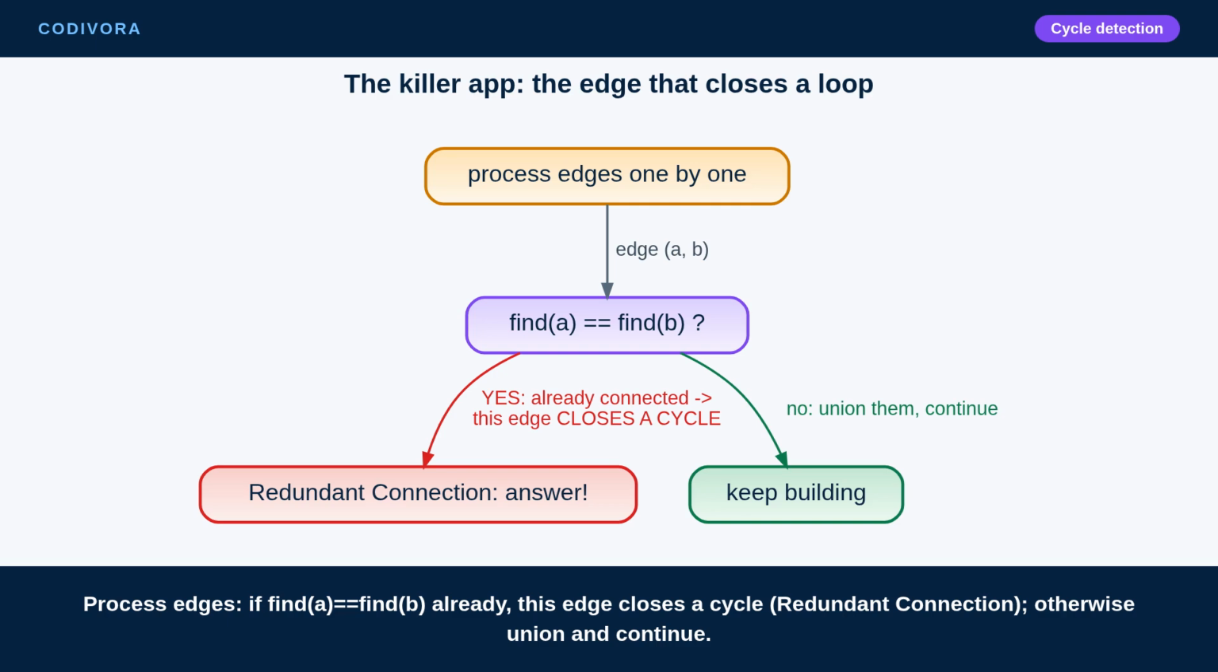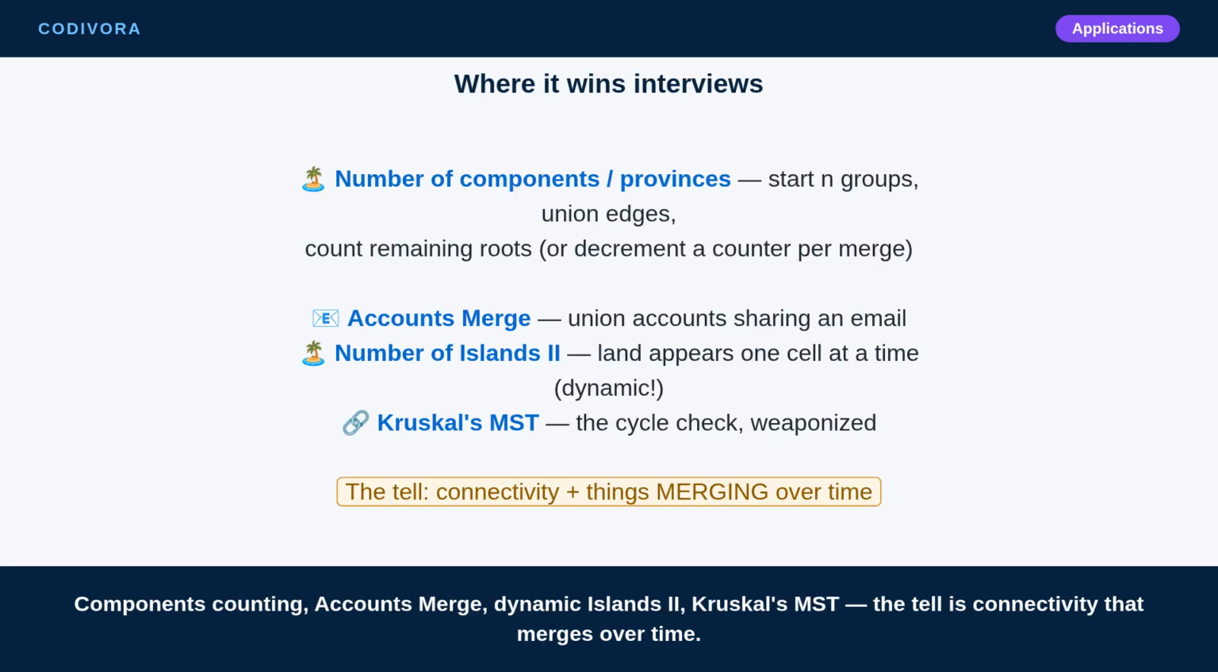And notice the contrast with DFS cycle detection. Union find shines when edges arrive over time. No retraversal, ever. Where it wins: counting components or provinces. Start with singleton groups, union along each edge, and either count the surviving roots or, neater, decrement a counter on every successful merge.